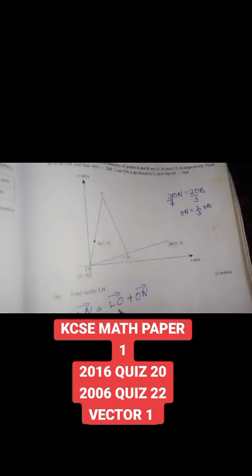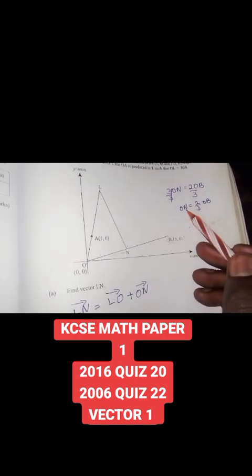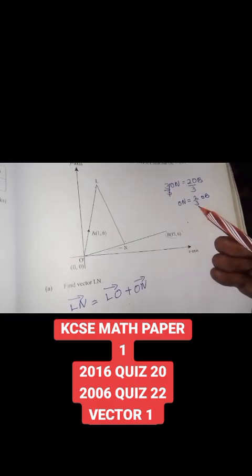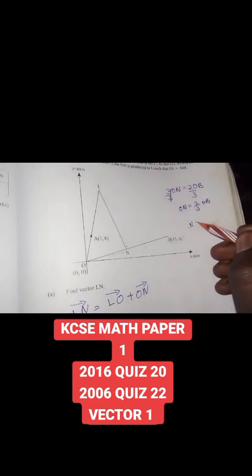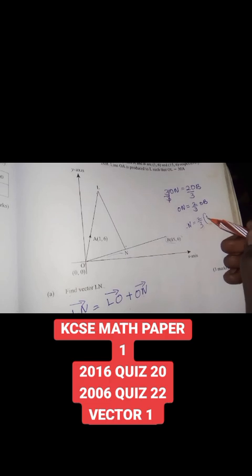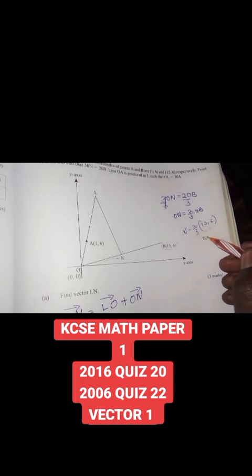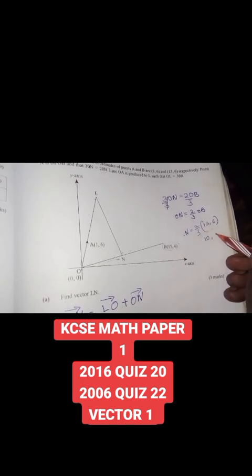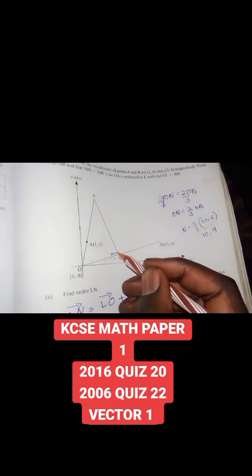So LN is LO plus ON. I don't have point L and point N, but I can get N from this information here, 2/3 of OB. Therefore, point N will be 2/3 of (15, 6). If I do that, I have 10, and the other one I have 4. So ON, this point here, should be (10, 4).